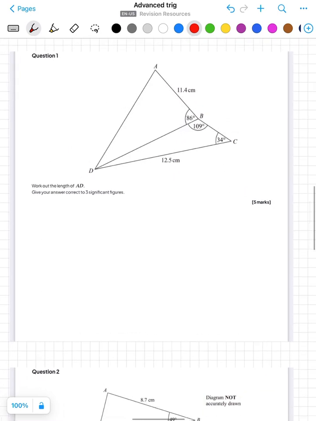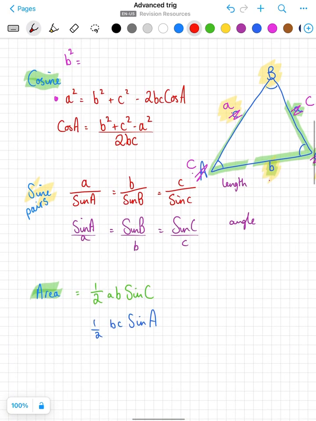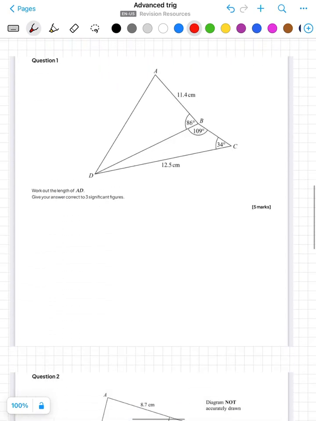These are on higher papers only. I've picked difficult questions of 5 marks. If they're 5 marks or above, it means you are using at least 2 of these rules in one question. Work out the length of AD. Now, we don't know enough information in triangle ADB to work out the length of AD just yet. But what we notice is common to both is the line BD. So we're going to work out BD first.